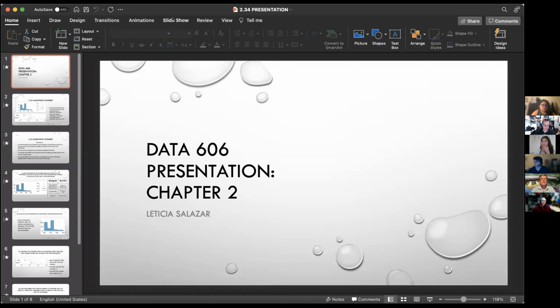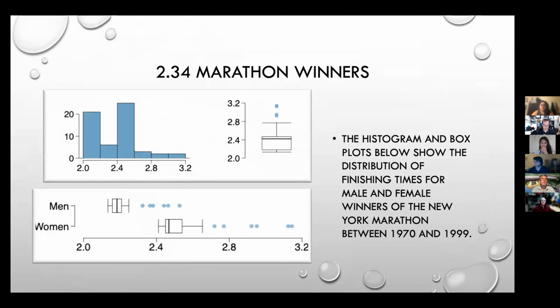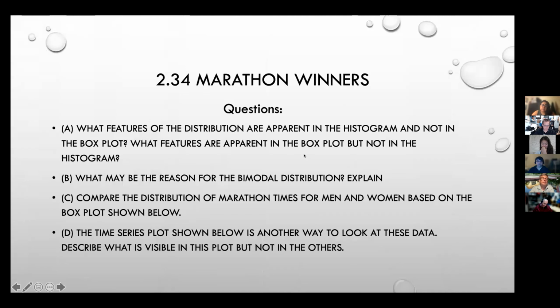So I did question 2.34, and this was basically on marathon winners. It's showing data from female and male between 1970 and 1999. I was asked to answer 4 different questions about the histogram and the box plot, and the distribution and what it looked like.